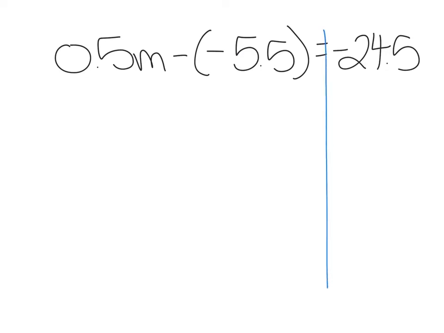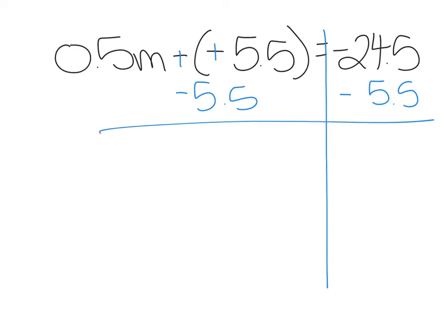So for this one, it's got minus a negative, so I'm just going to go ahead and keep change. Then it's a little bit easier for me. So now I have a positive 5.5. So I'm going to subtract 5.5 from both sides. I'm going to line up that decimal. So I have 0.5m left.